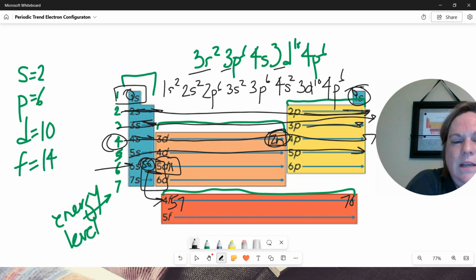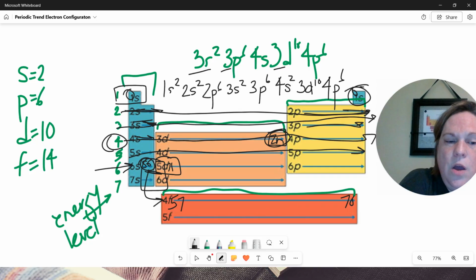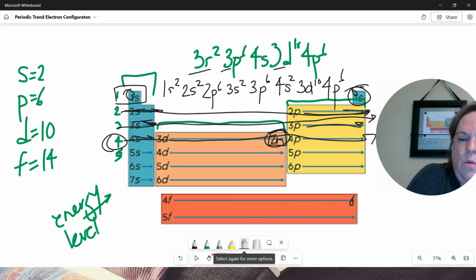So when we're filling the 6th row, we need to know that after the 6s, we go down to the 4f and then back up to the 5d. Well, how does the next row, the 7th row, work?